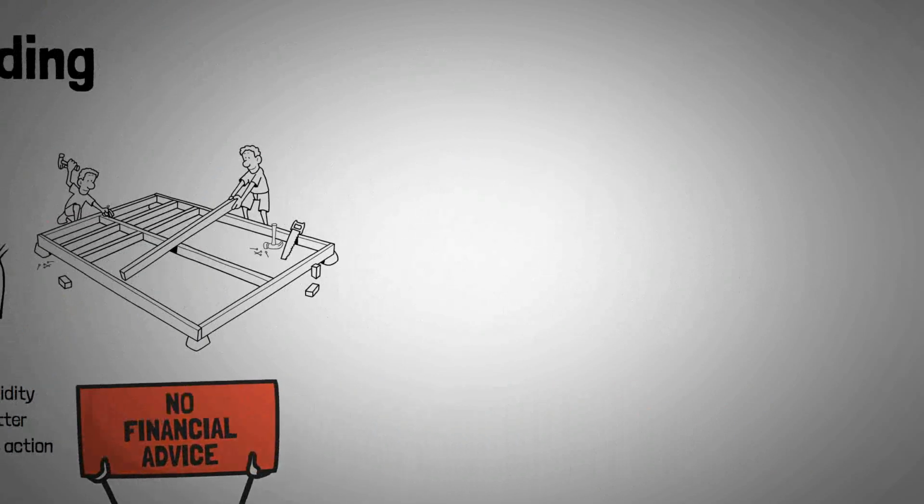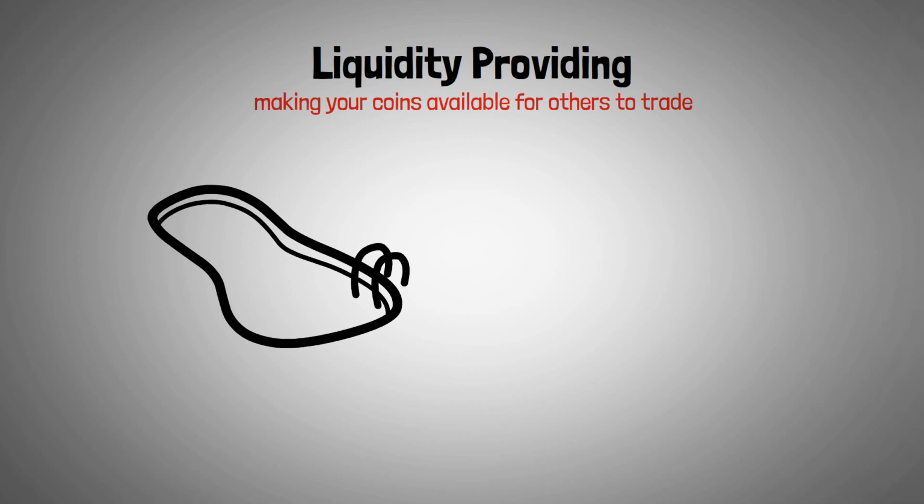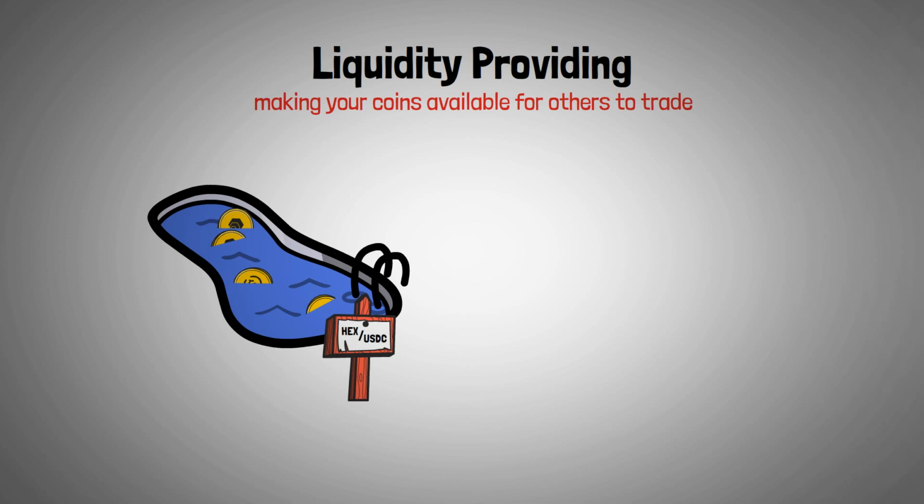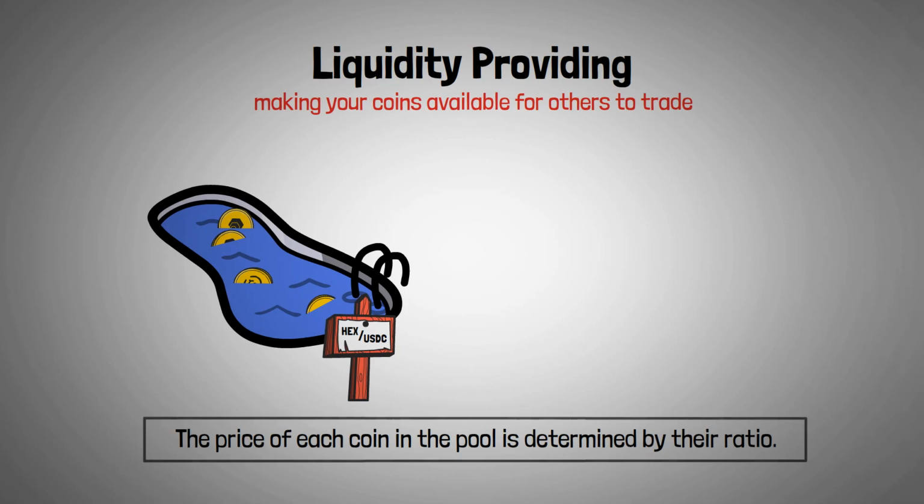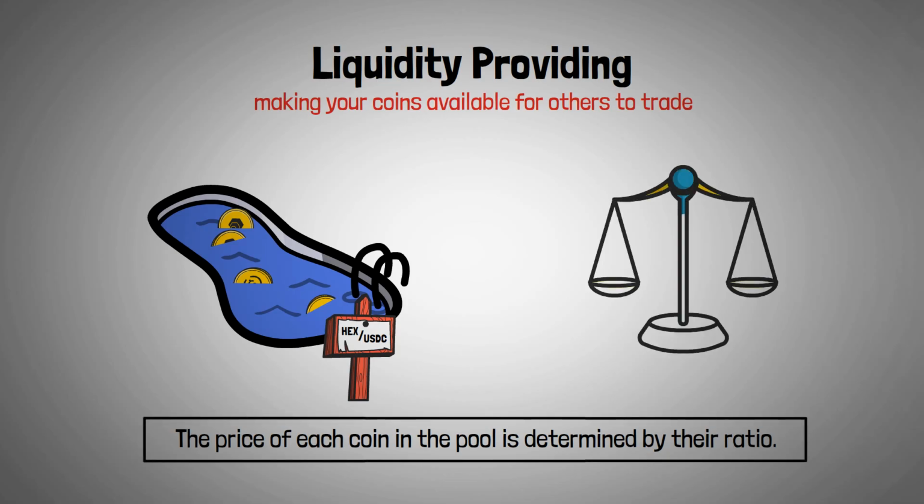The first key point to grasp is that liquidity providing involves making your coins available for others to trade. By placing your coins into a liquidity pool, you allow others to swap between the coins in the pool, such as HEX and USDC. The price of each coin in the pool is determined by their ratio. When someone trades, they either add or remove coins from the pool, which changes the ratio and thus the price.